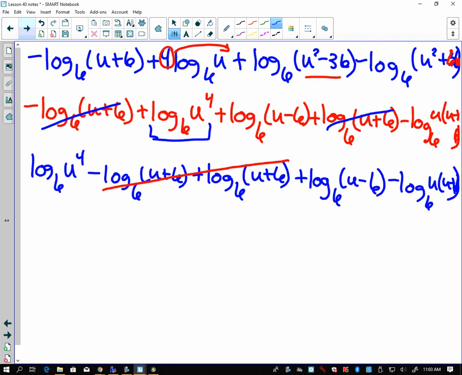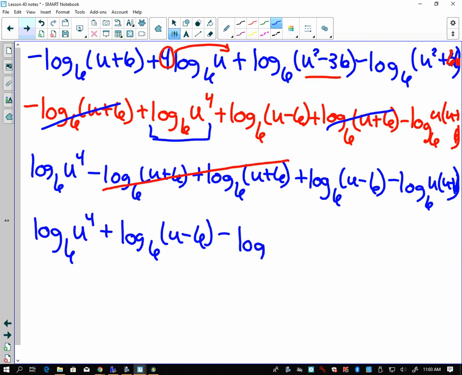All right, so as we rewrite some things, okay, we have log base 6 u to the 4th plus log base 6 u minus 6 and minus log base 6 u times u plus 6. Here, can I cancel out this last one and this one? No. No, not yet. But at this point, we've got this simplified down as far as we can get it.